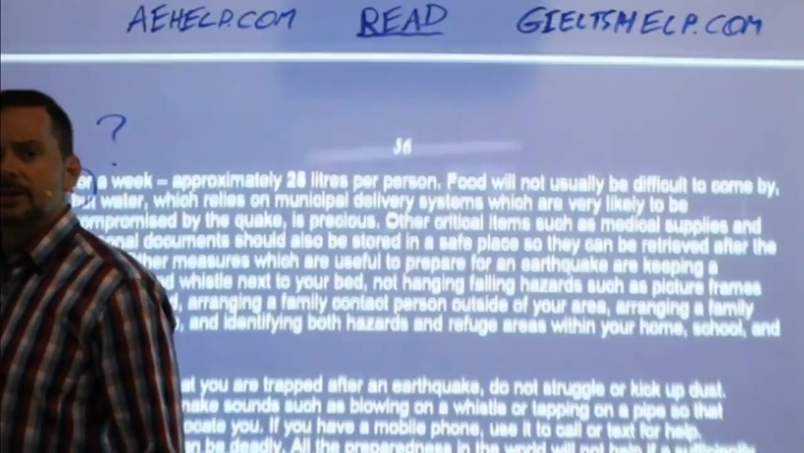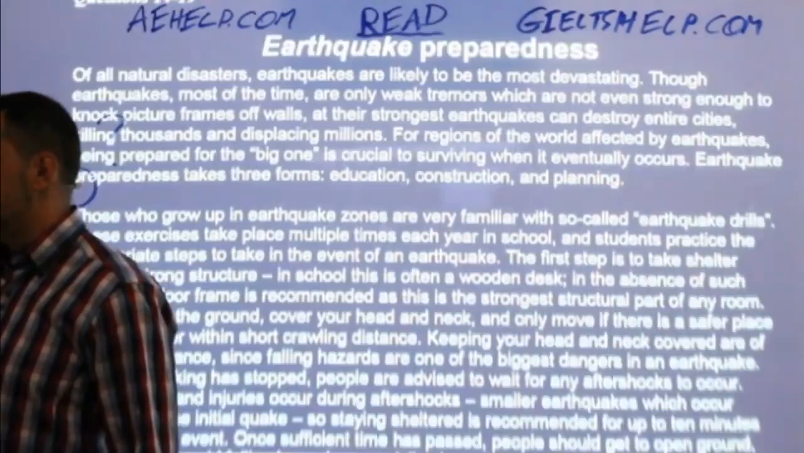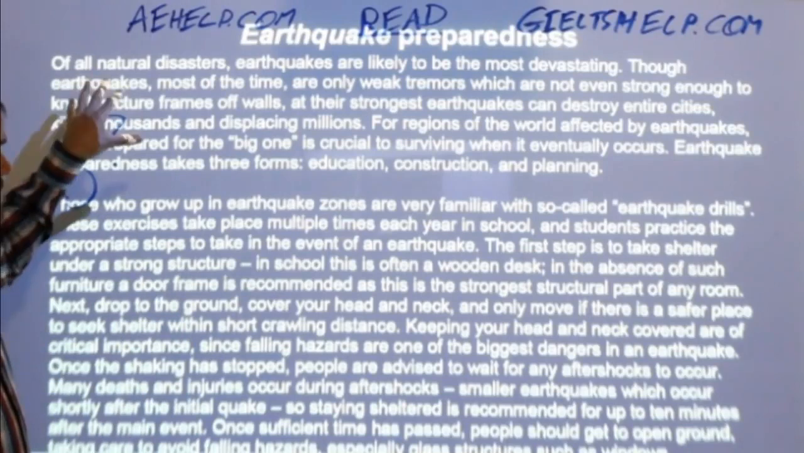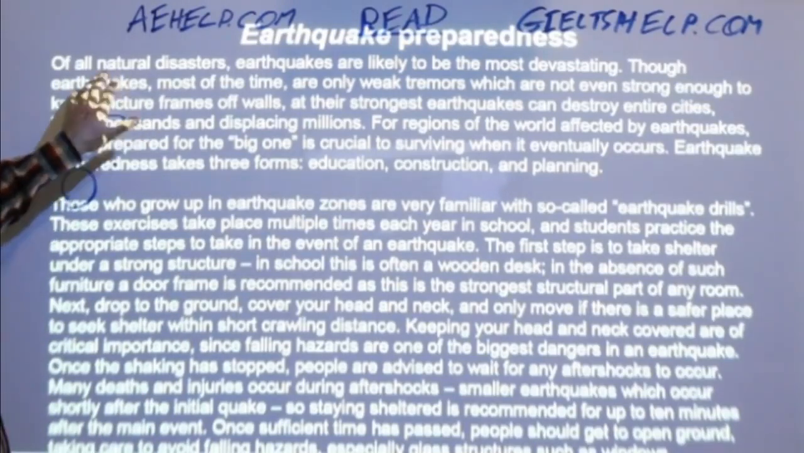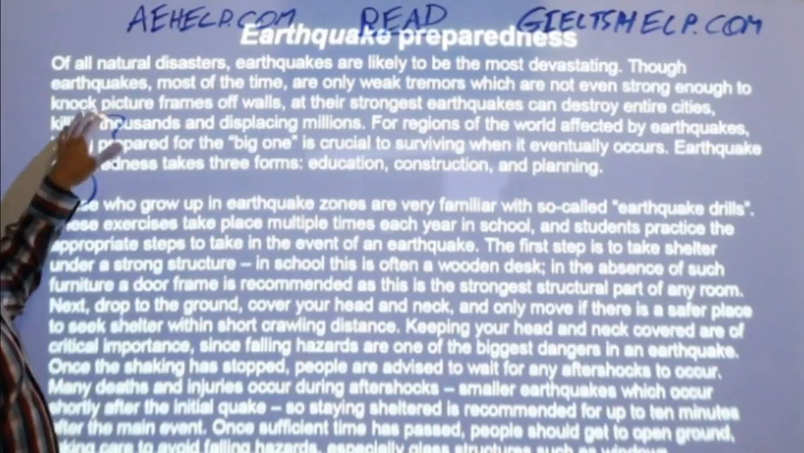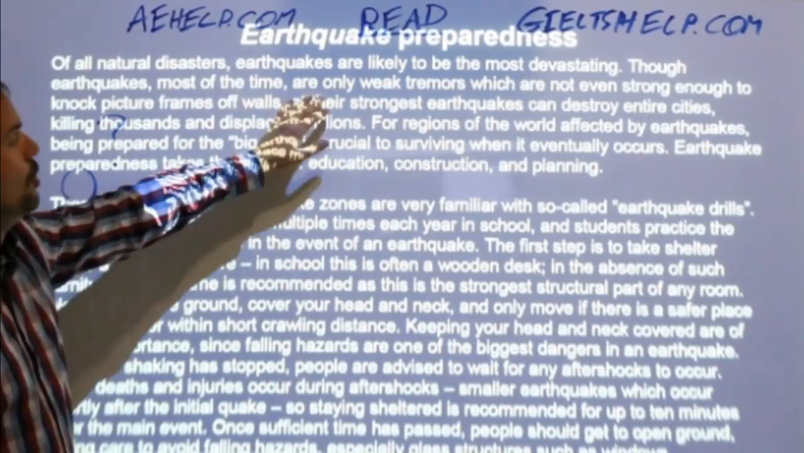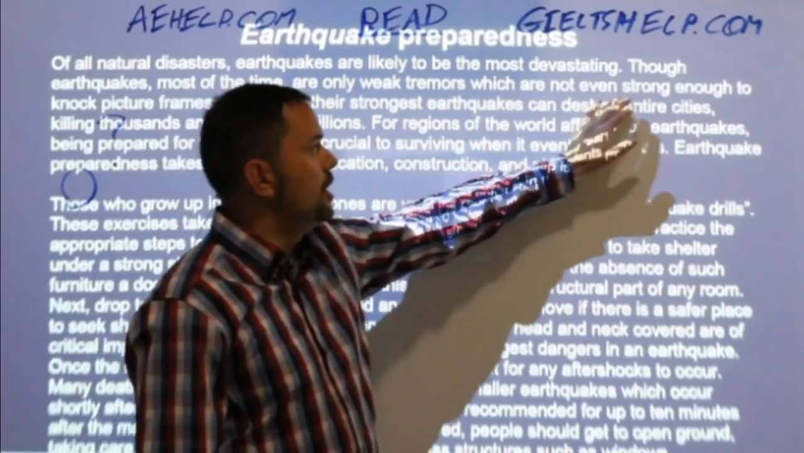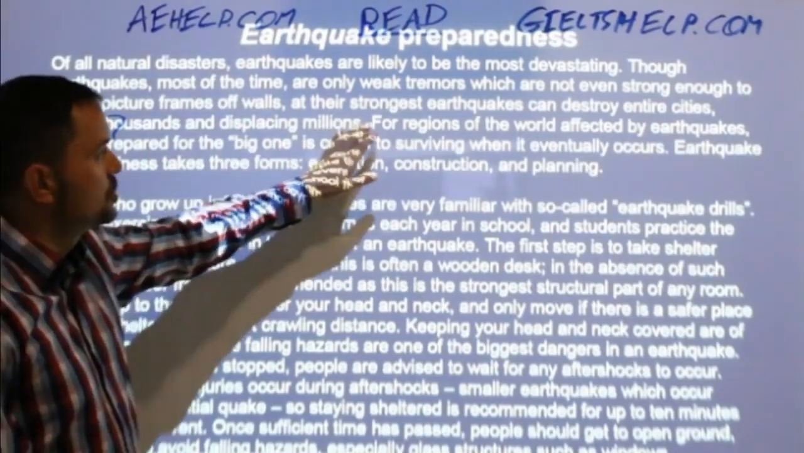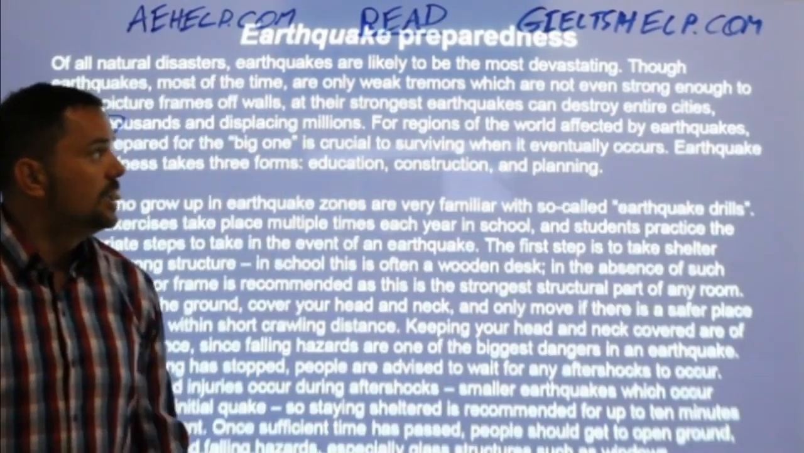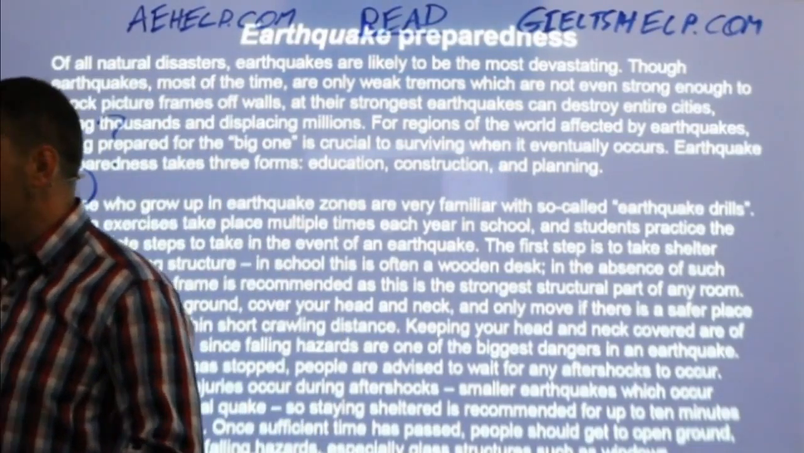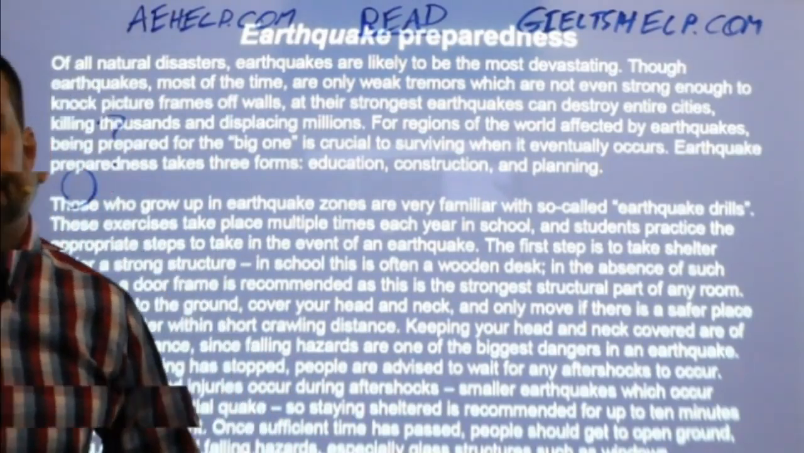So let's take a look. Okay. It sounds like it's something in the beginning. So I know it's given, so if it's given, it'll be somewhere in the beginning. Of all natural disasters, earthquakes are likely to be okay. Though earthquakes most of the time are only weak tremors which are not even strong enough to knock picture frames off walls. At their strongest, earthquakes can destroy entire cities. So are most earthquakes strong enough to cause damage?